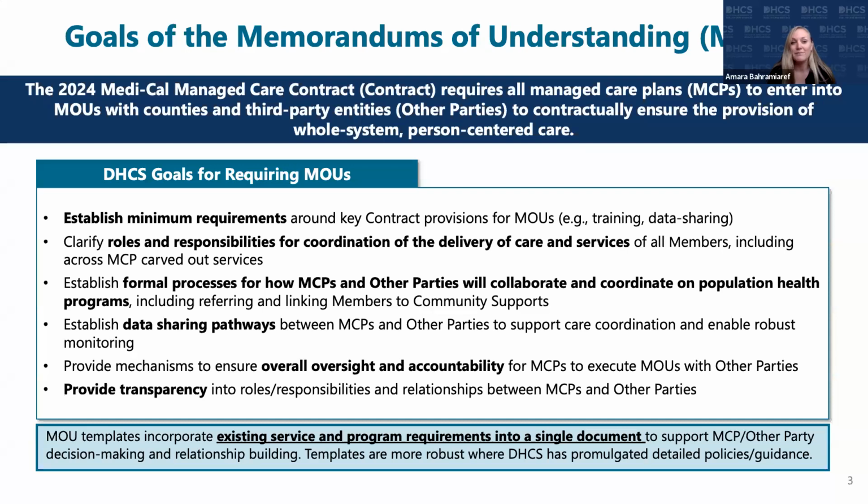The goals of the MOUs establish minimum requirements related to some of the key contract provisions that you've seen reflected in the local health department MOUs, such as training and data sharing. It also helps to clarify some of the roles and responsibilities for coordination of delivery of care and services, such as services that may be carved out of the MCP's service portfolio. It also establishes formal processes for how the parties will collaborate and coordinate on population health programs, which include linking the members to community supports. In addition, it establishes data sharing pathways between the managed care plans and the other parties to support that care coordination and enable robust monitoring. It also provides overall oversight and accountability to the managed care plans, and it provides transparency on what roles and responsibilities each party may have.